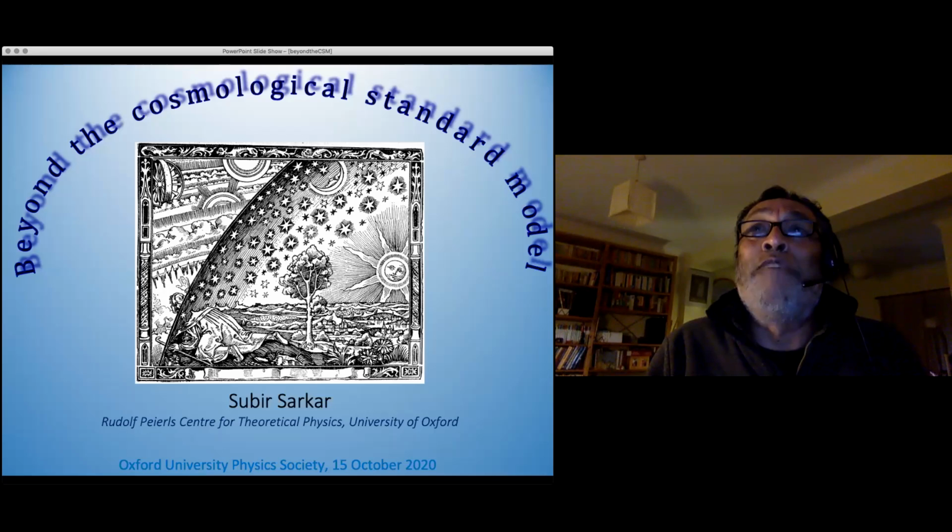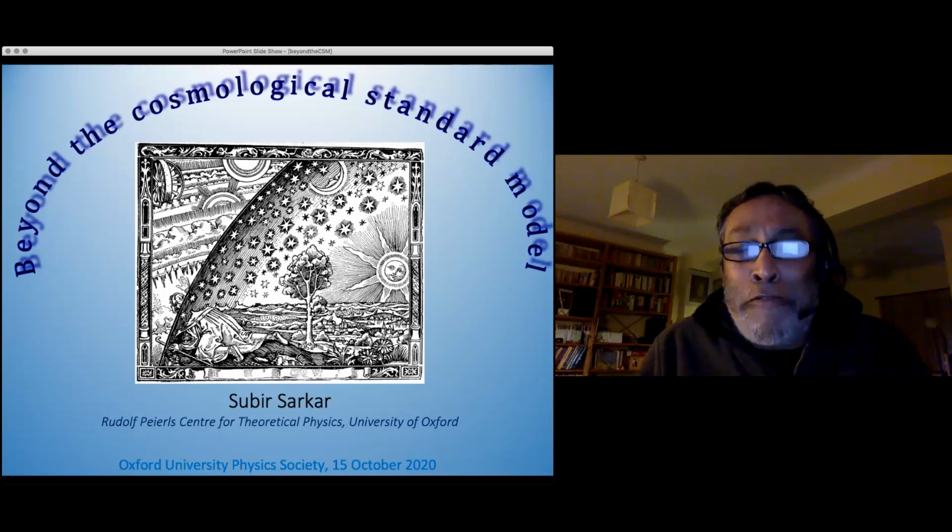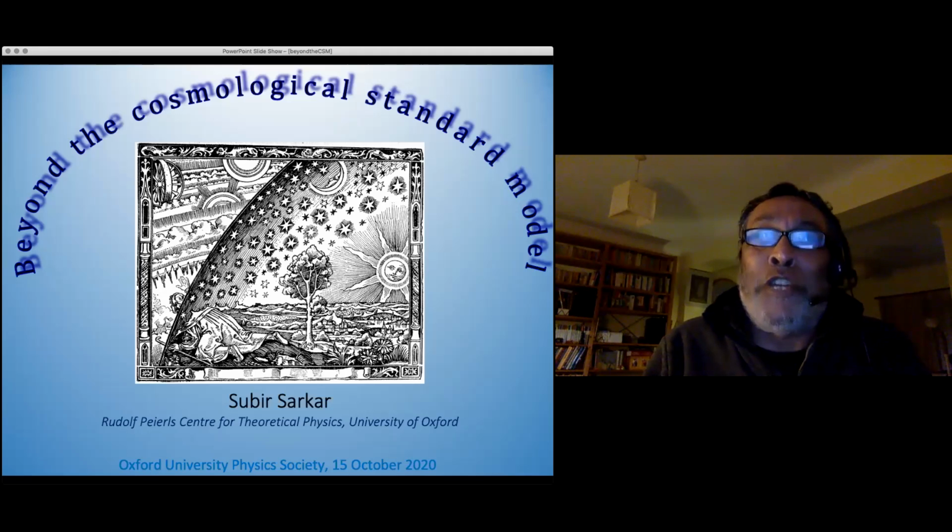So the first slide, my cover picture, is actually a fake. It looks like something very ancient, but this is in fact from fairly recently, 18th century. It's a French woodcut, but it does illustrate something which is central to the whole conundrum of cosmology, which is that cosmology is supposed to be an explanation or description of the universe as a whole.